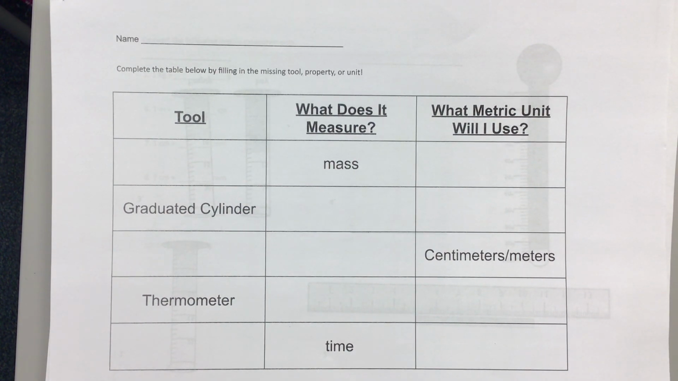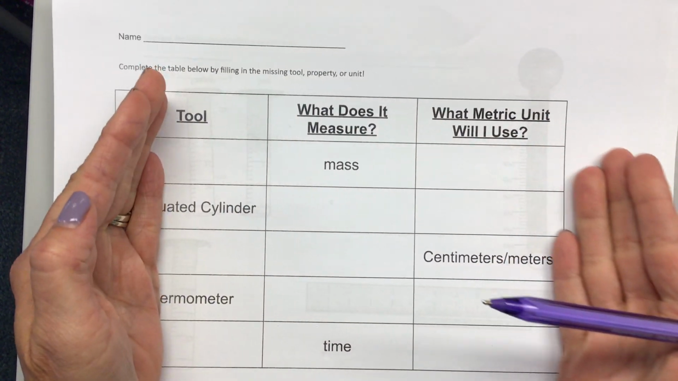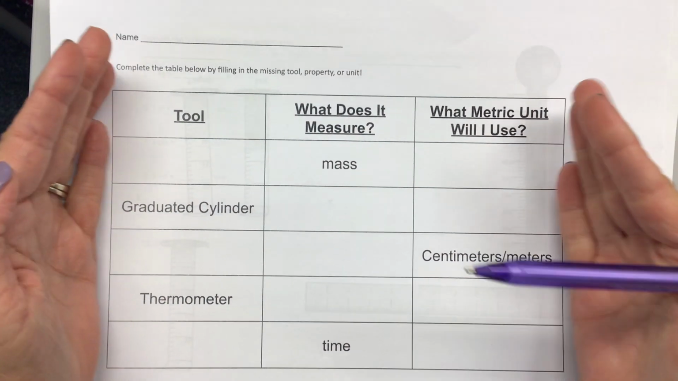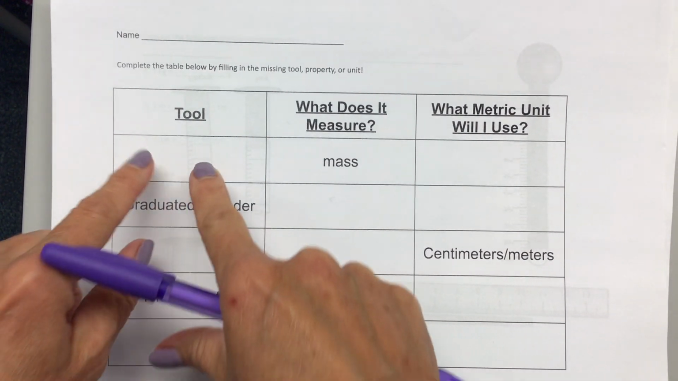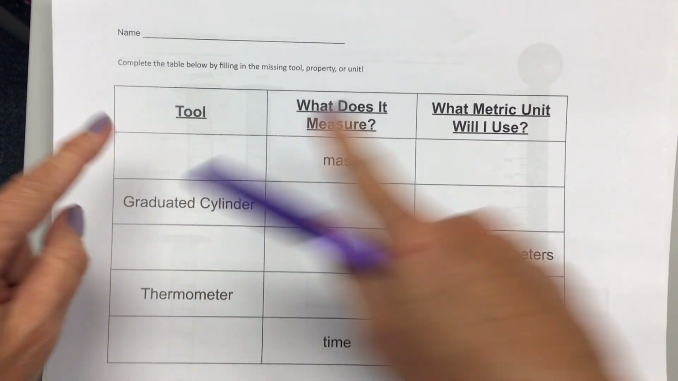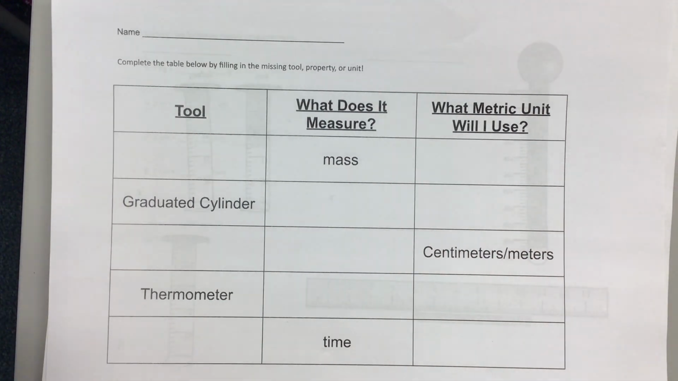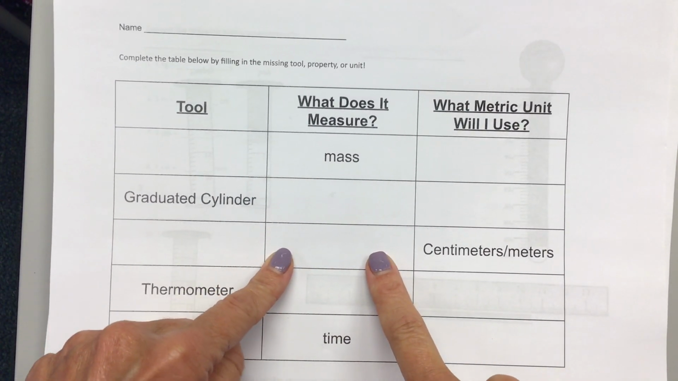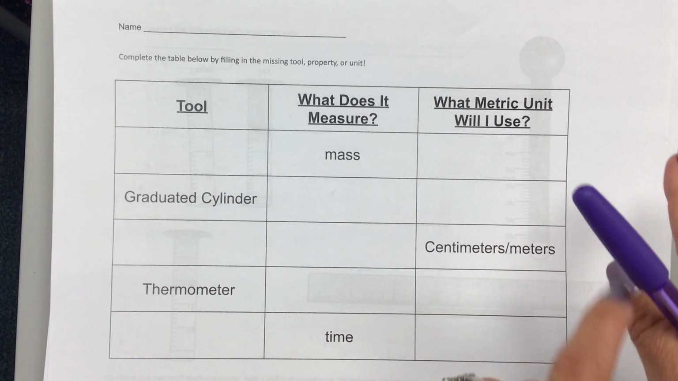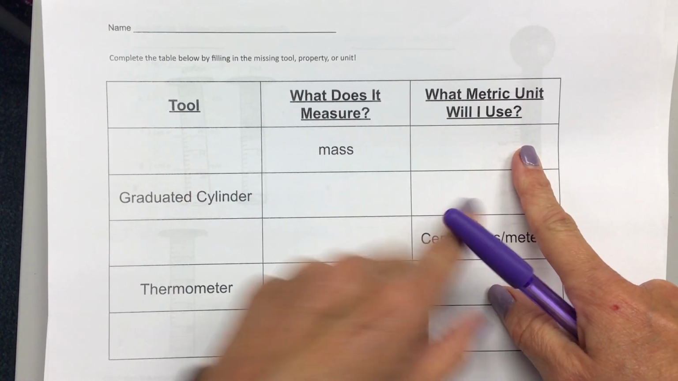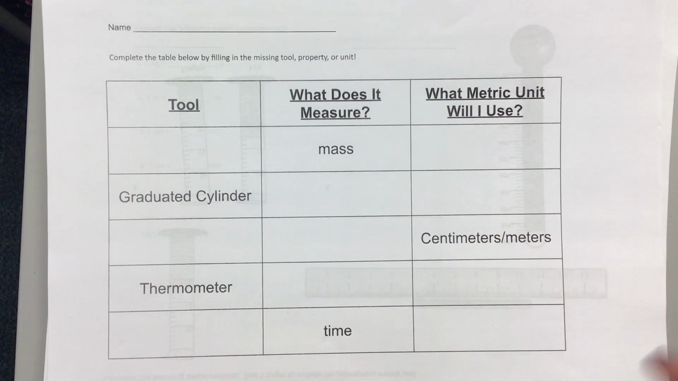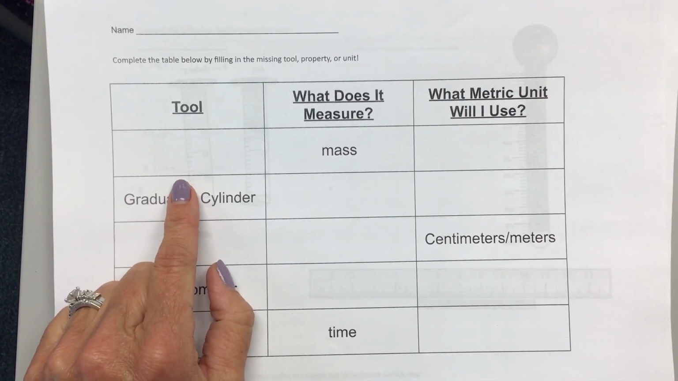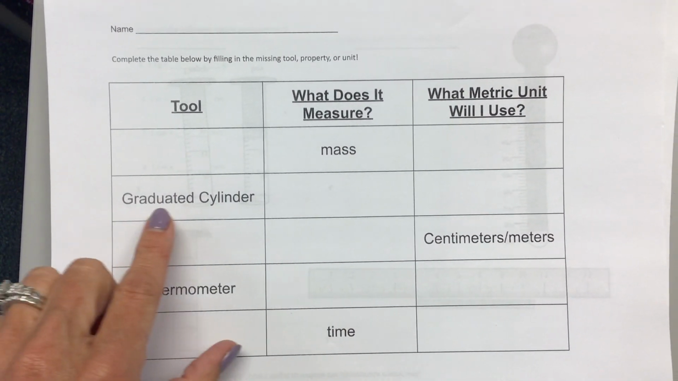The retake test will not be exactly like this, but there is a table. But maybe instead of having graduated cylinder filled in, it has balance filled in. And instead of having mass filled in, maybe it has length filled in. And instead of having centimeters filled in, maybe it has grams filled in. Does that make sense? Yes. So it's going to be a table just like this. So having the correct answers here is going to be super helpful to you when you're studying.